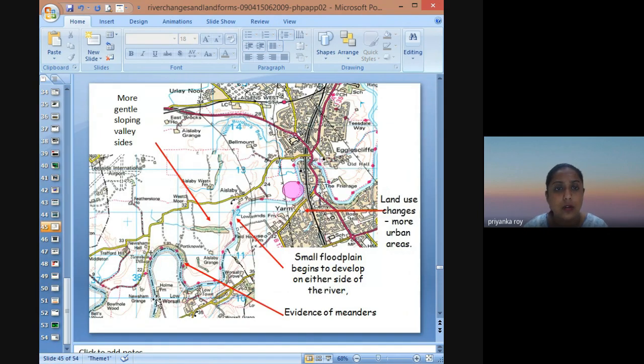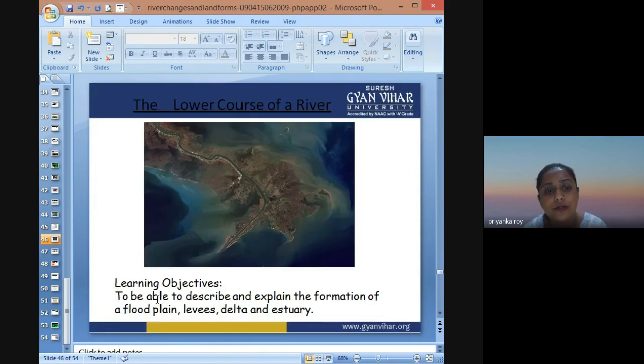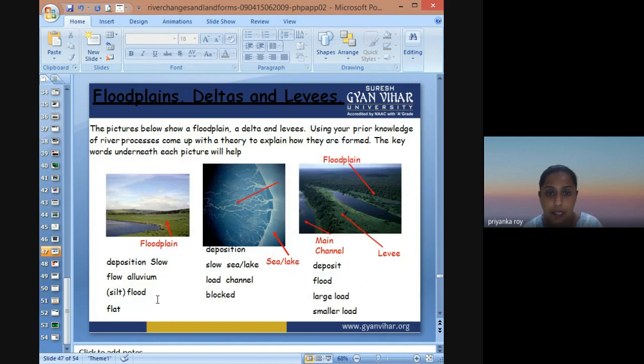Okay, now if you see here in this image, let's look at the lower course of the river. We need to understand what the different landforms are which happen at the lower course of the river. The pictures here show that the floodplains are wider, and the deltas and levees. Using your prior knowledge of the river process, come up with a theory to explain how they are formed, and the keyword to understand each picture will be clearer.